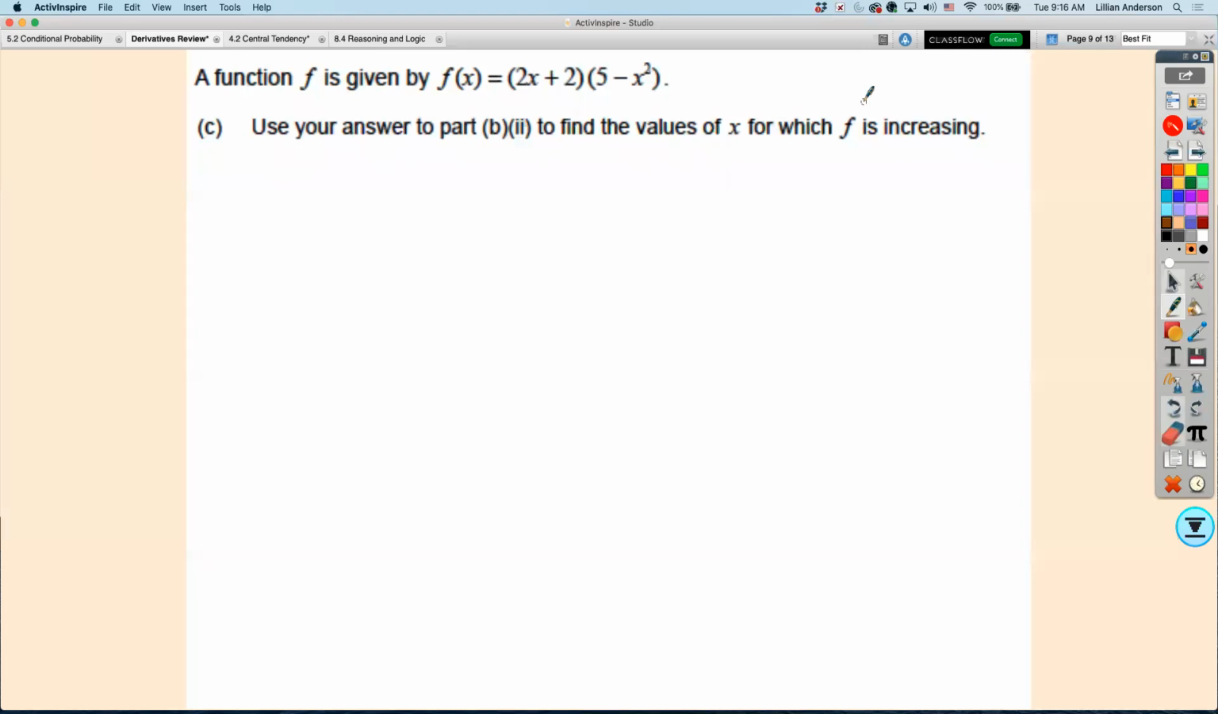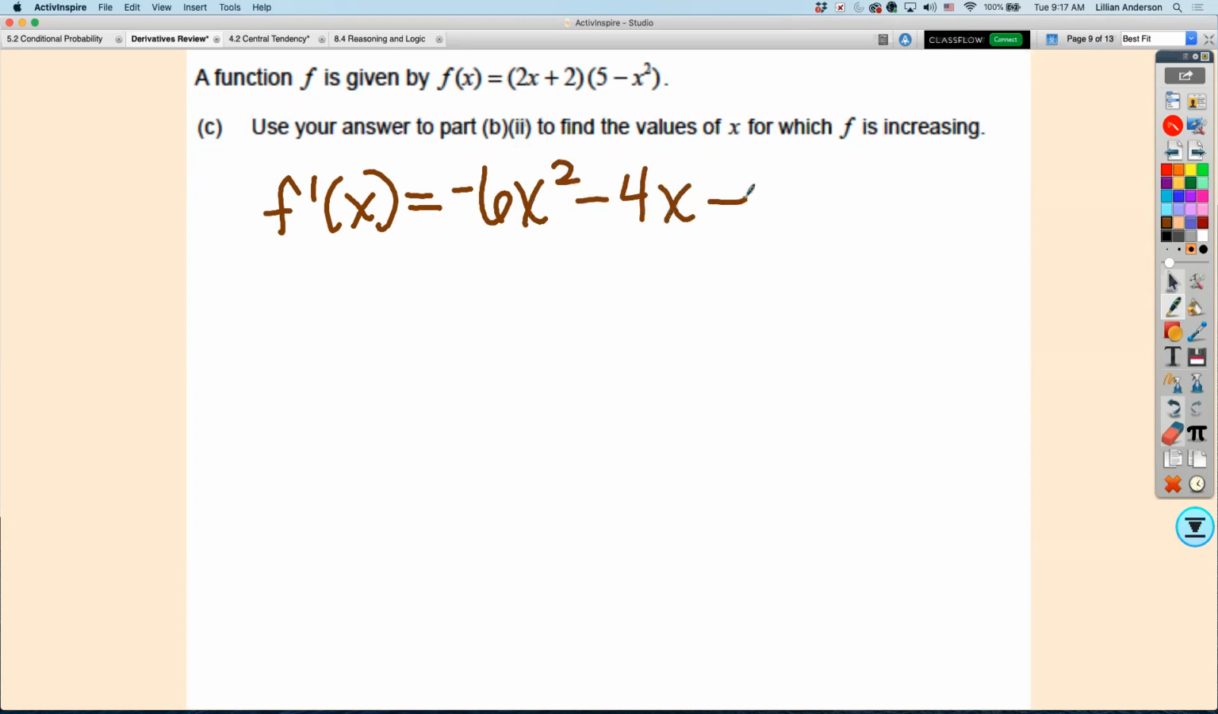How'd you find the derivative? You wrote it down. What was the derivative of this function from the previous question? -6x squared was the derivative. So when it says use your answer to part B(ii), which is this is what it was, to find the values of x for which g is increasing.